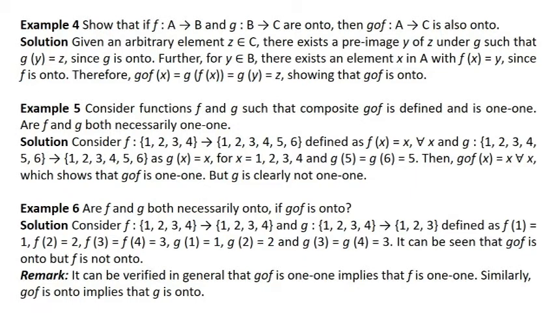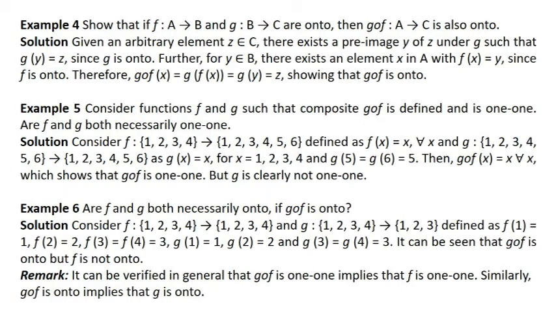And another example, consider the functions f and g such that the composite gof is defined and is 1-1. Are f and g both necessarily 1-1? So the answer is no, they are not necessarily 1-1. Here gof is 1-1 but g is not 1-1. We have proved here with the help of this example.